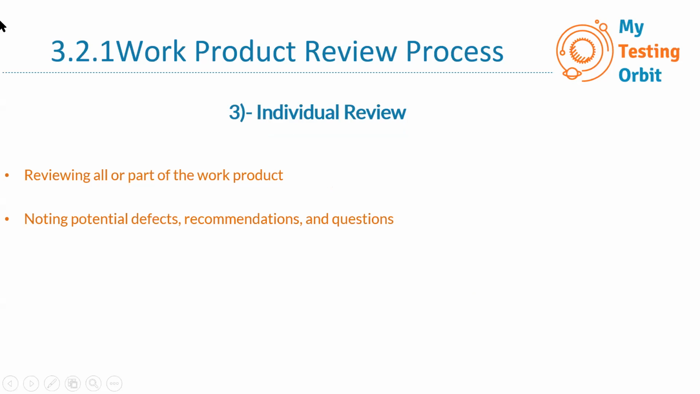The third one is individual review, reviewing all or part of the work product. Whoever is performing the review will either review the entire work product, or partially, or maybe a specific part, and note potential defects, recommendations, and questions. If they identify any kind of issues, they note it down, and if there is any kind of ambiguity they have come across during the review process, they can make a note of that as well.